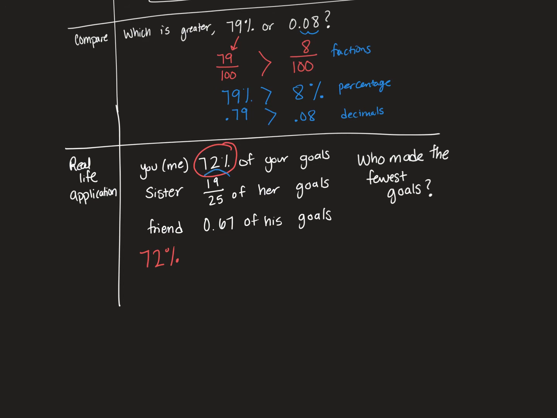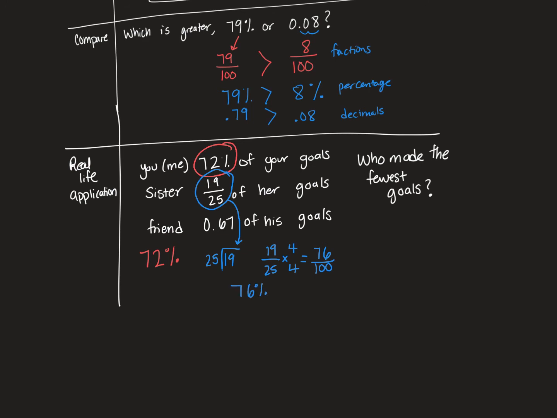So if I convert this into a percentage, I can do it 2 ways. I can divide 19 by 25, and you can use a calculator for this. Or you can reason through your fraction, multiply it by 4. If you multiply it by 4, you get 100 as the base, and now you can get the percentage. 19 times 4 is 76. So that's 76%. So your sister made 76% of her goals.